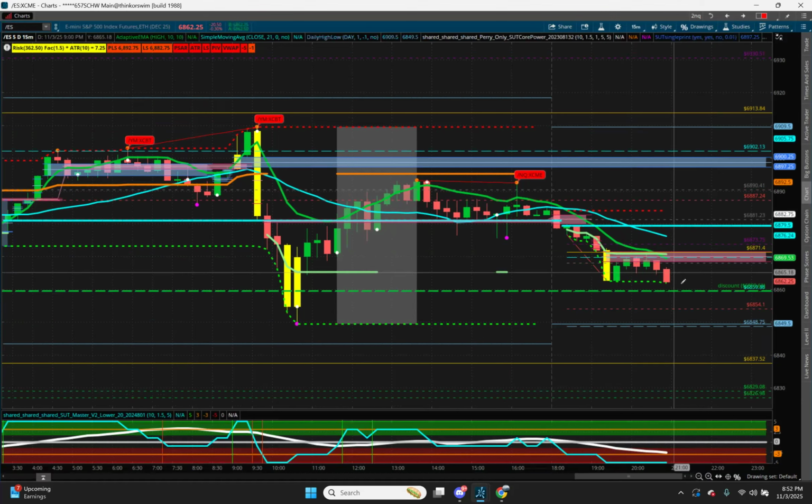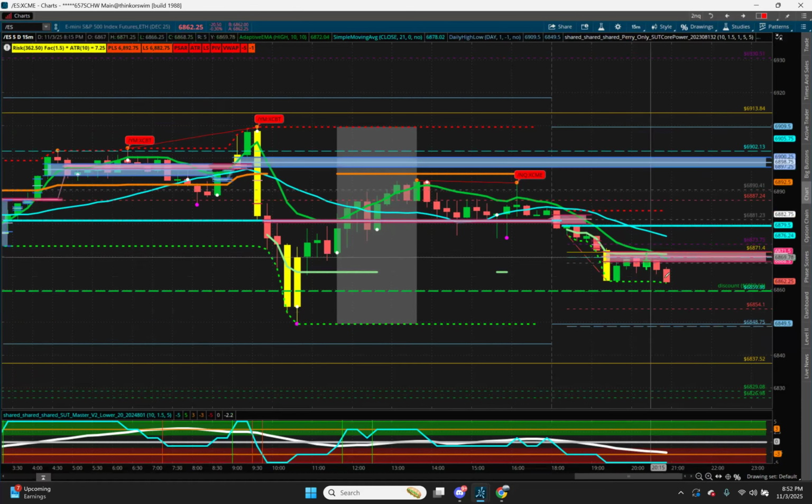It's whatever trades first. If we trade the support before the extension, we take the support. If we trade the extension before the support, we take the extension.